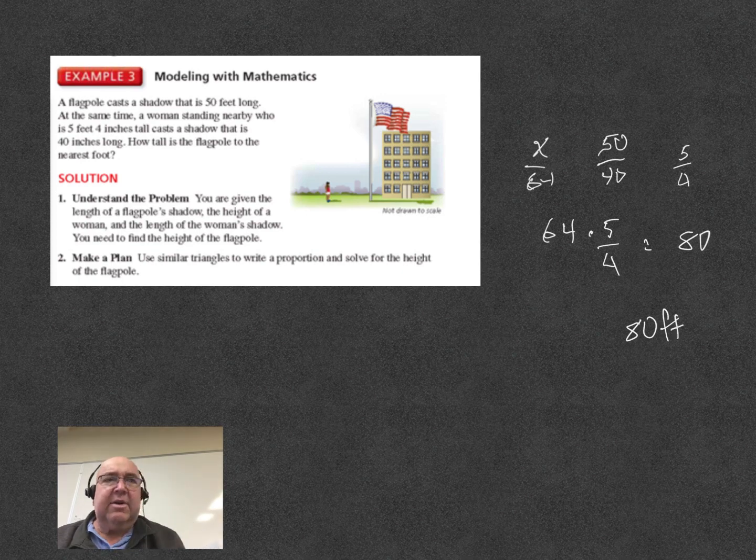Notice in this problem that it didn't matter that we had one measured in inches and one measured in feet. We didn't have to convert to the same units. All we have to do is have the same ratio. So we're looking at the numeric ratio.